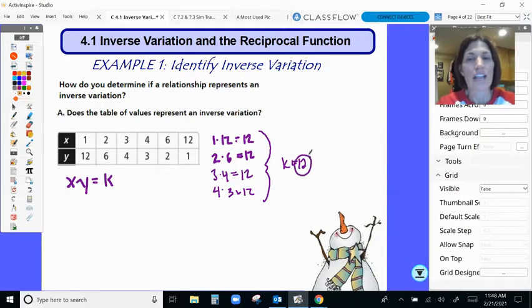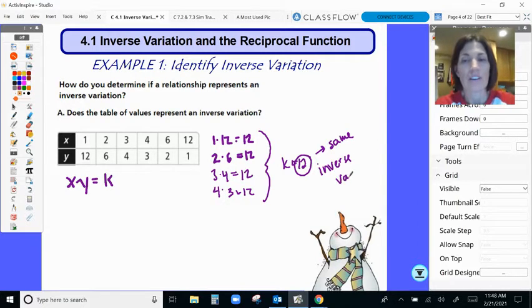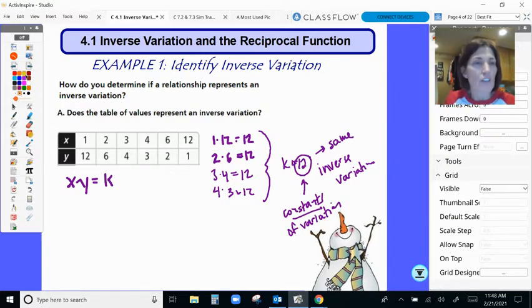Because this is all the same, that means it is a constant inverse variation. So this is inverse variation, and that 12 right here is called the constant of variation. Because it's constant, it's always the same. It doesn't change. Constant of variation. And so that is inverse variation.